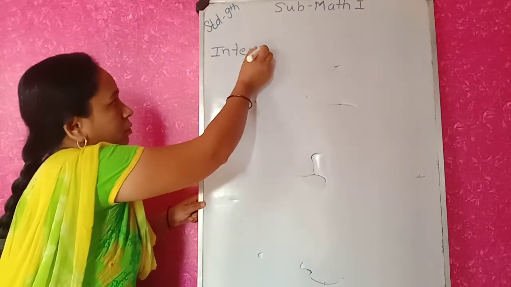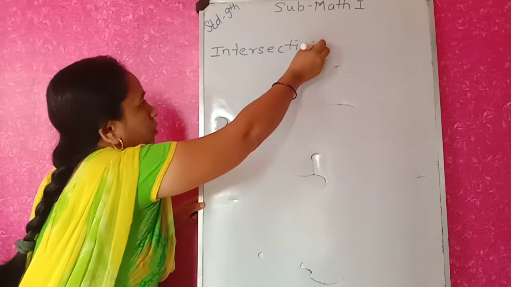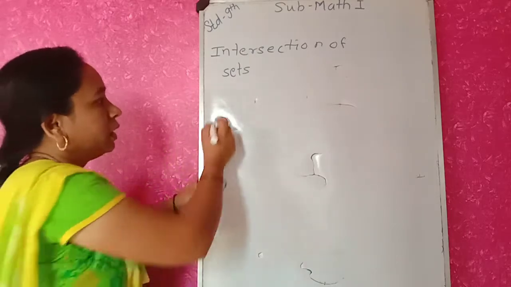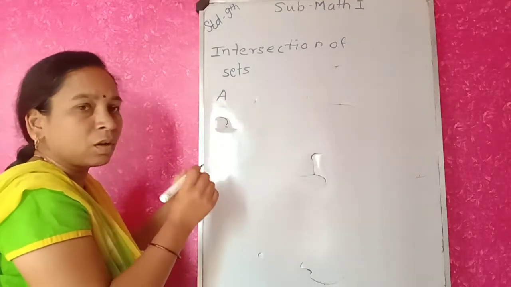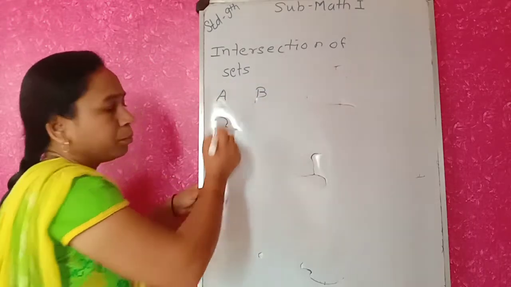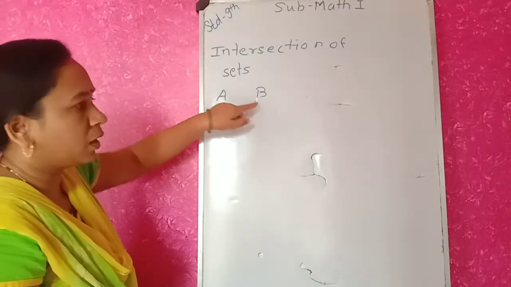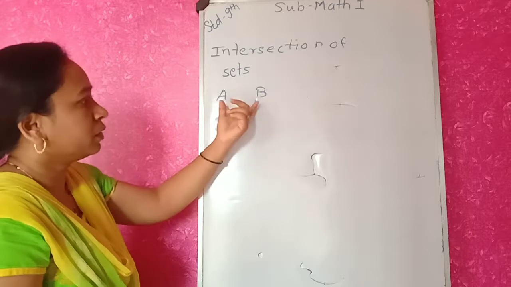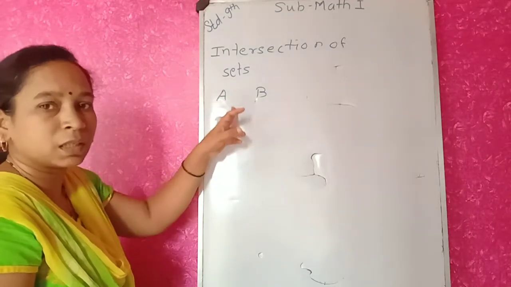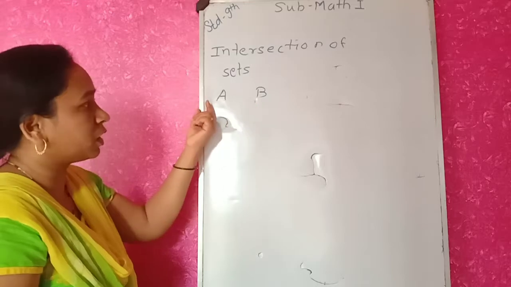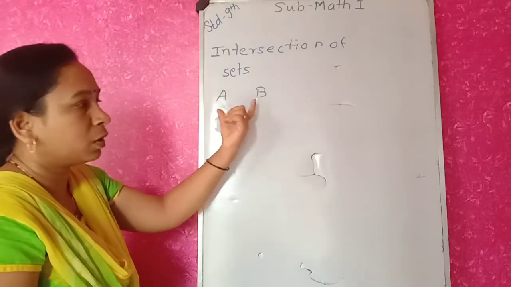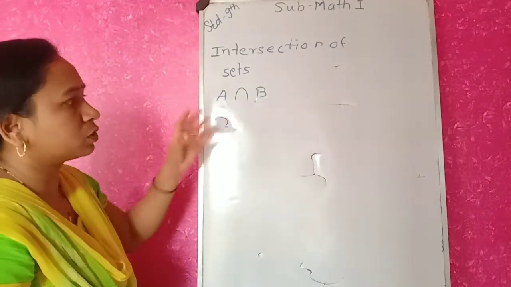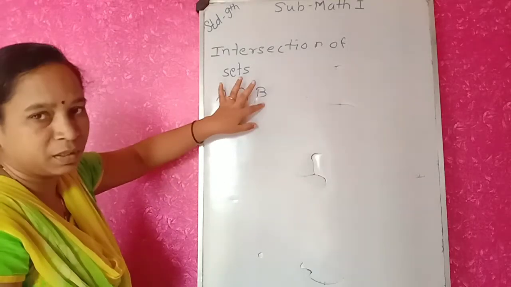Intersection of sets. Intersection of sets means the set of all elements which are common to sets A and B. Suppose there are two sets and I want to find the intersection of A and B. Then the intersection means the set of all common elements, present in A and also in B, and we show that intersection using this symbol. So it shows the common elements from set A and set B.